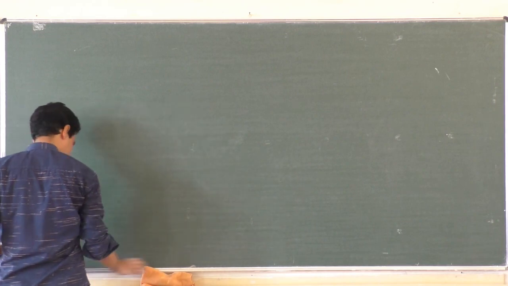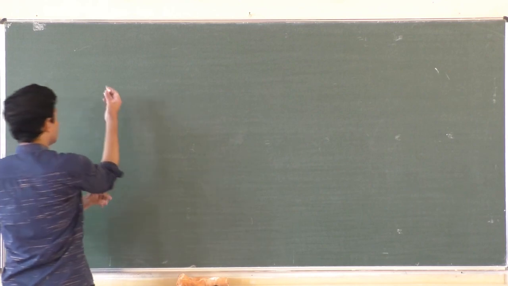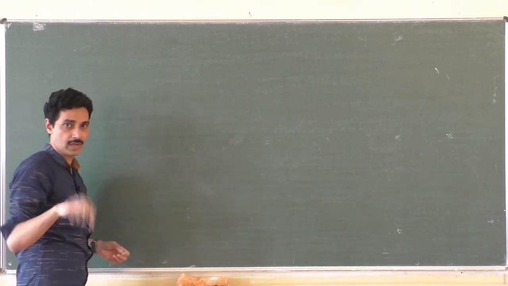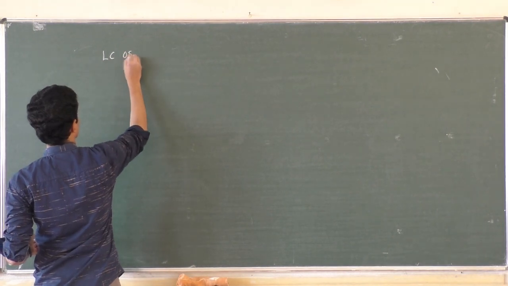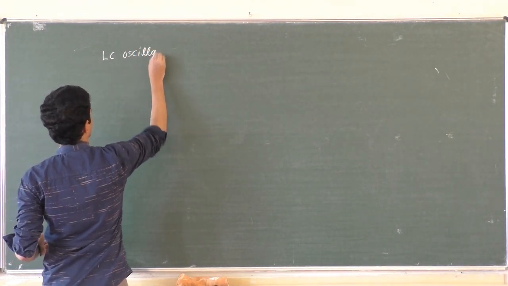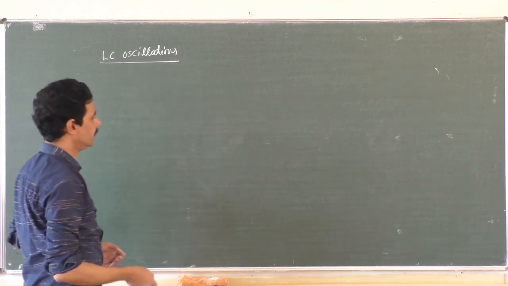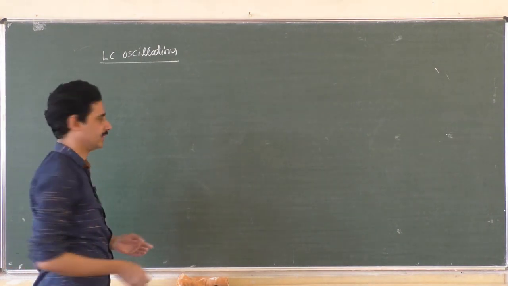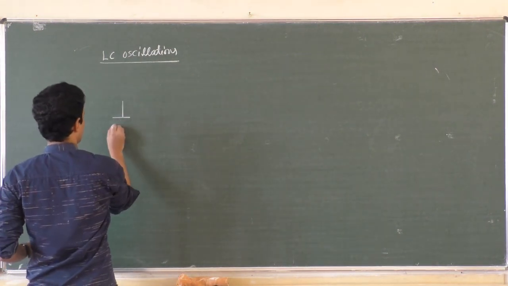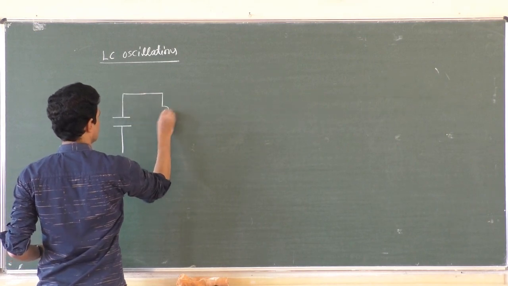Secondly, we have another one called LC oscillations. What are LC oscillations? We'll finish one by one. Its derivation I am not going to do now. I will do it later. But I will just mention what LC oscillations are. LC oscillation means you take a charged capacitor which is completely charged, take it from the battery and connect it across an inductor coil like this.